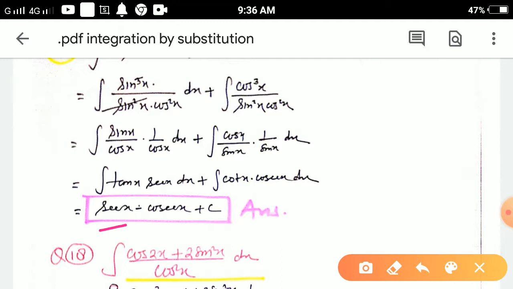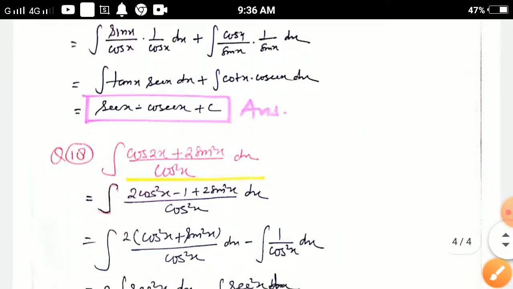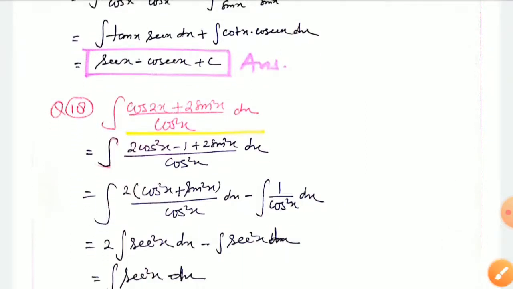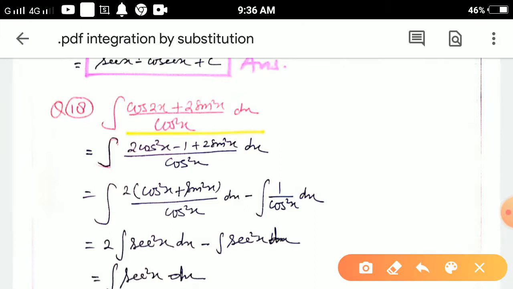Now come to the next question, question number 18. We have to find the integration of (cos 2x plus 2 sin square x) by cos square x dx. We know that cos 2x is equal to 2 cos square x minus 1, plus 2 sin square x, upon cos square x dx. Now we take 2 common: 2 times (cos square x plus sin square x) upon cos square x dx, and the second part will be minus integration of 1 upon cos square x dx.